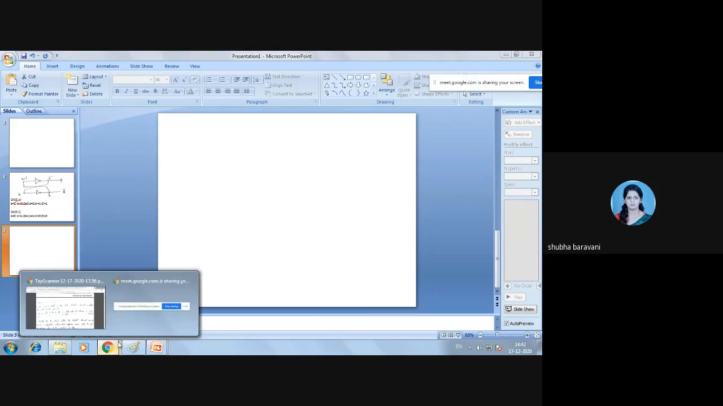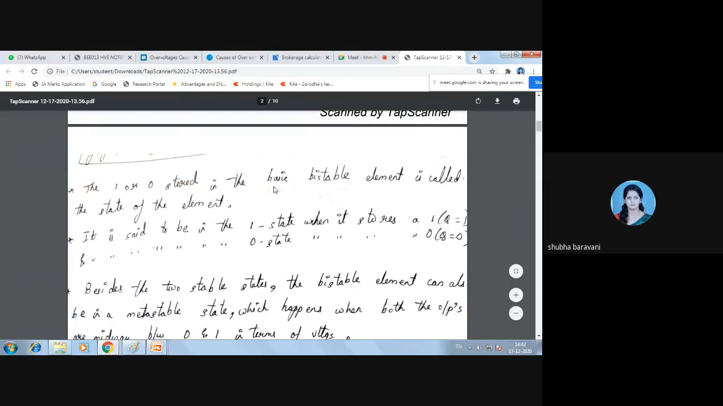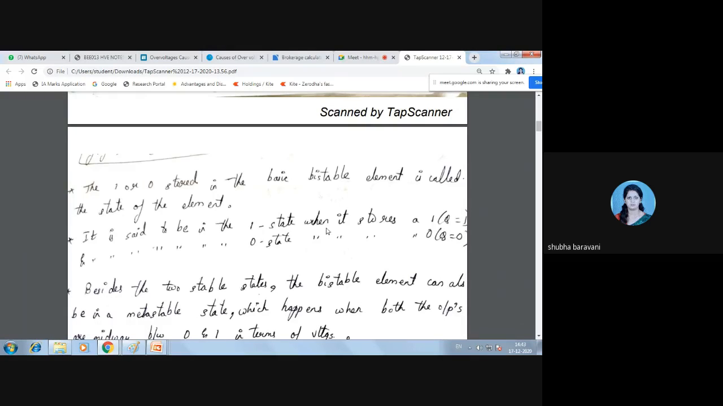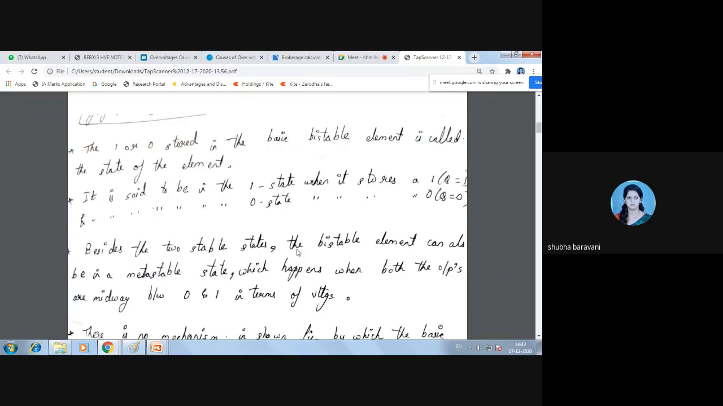Now, see, the 1 or the 0 stored in the basic bistable element is called the state of the element. Whatever is stored, Q, Q bar, this represents the state of the element. It is said to be in the 1 state when it stores a 1. It means when Q is equal to 1. And it is said to be in the 0 state when it stores a 0, when Q is equal to 0. These two are stable states. Either you will get Q is equal to 1, at that time you have Q bar equal to 0. Else Q is equal to 0, at that time my Q bar will be 1. These two are my stable states.